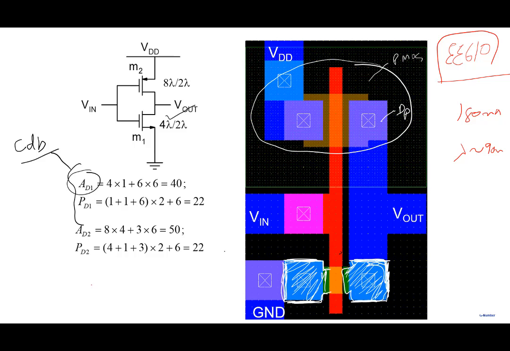Drain to body capacitor at this particular node, or source to body capacitor if it's required, cannot be estimated unless you know the area of the source and area of the drain.